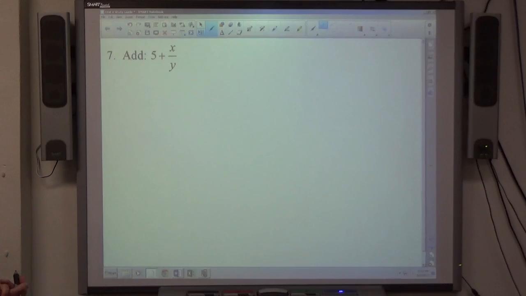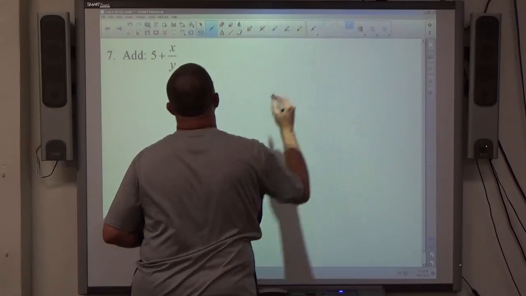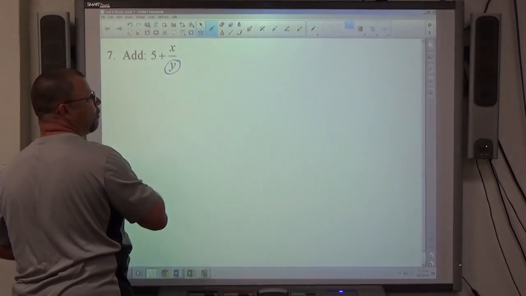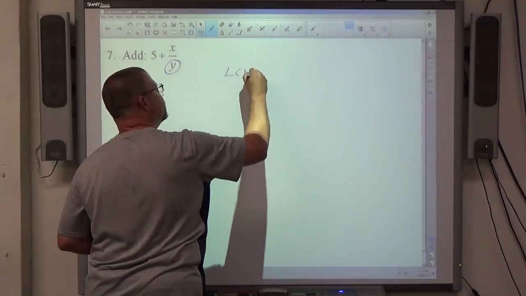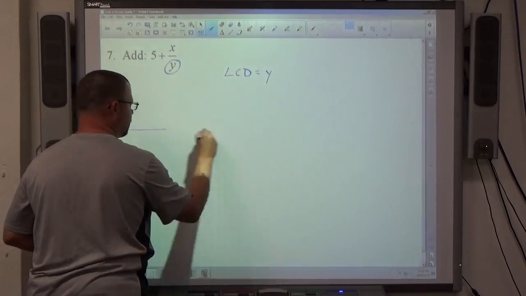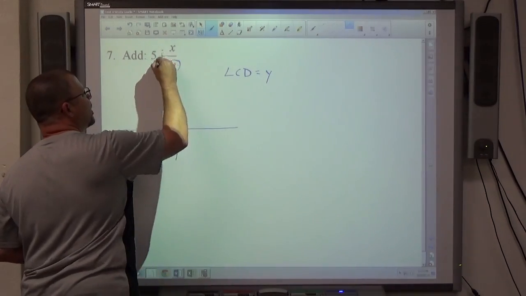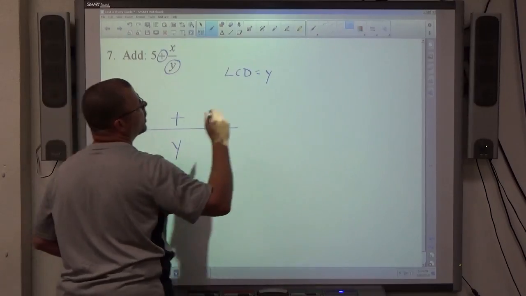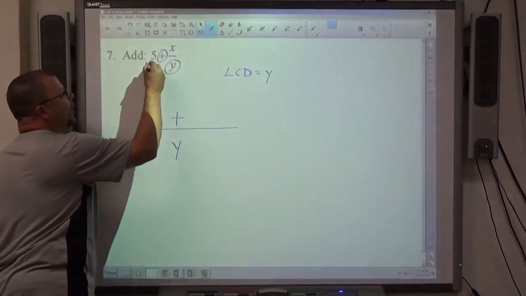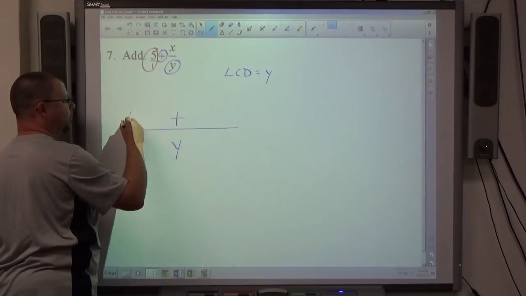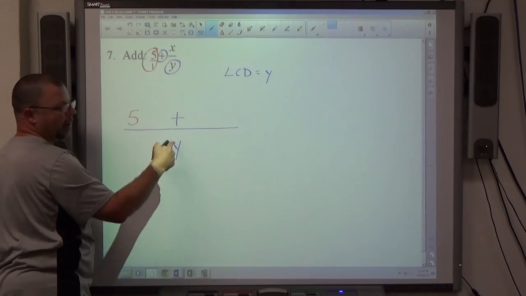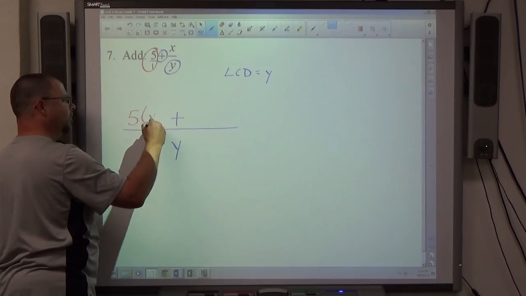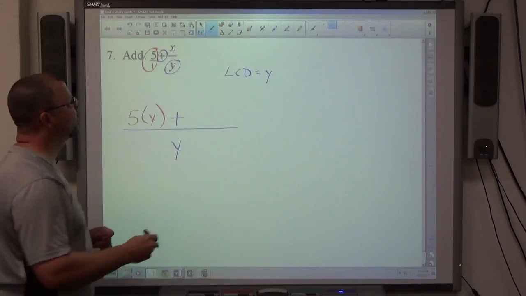Number 7, same family of problems, actually an easier problem. So, for these common denominators, the only denominator we have is y. So I'm going to make a big fraction bar with a y on the bottom. It says plus, so I'm going to go ahead and put plus, make sure I don't forget about that. First fraction is 5 over 1, so it's still 5. 1 is what it was, y is what it is. What's new is the y.